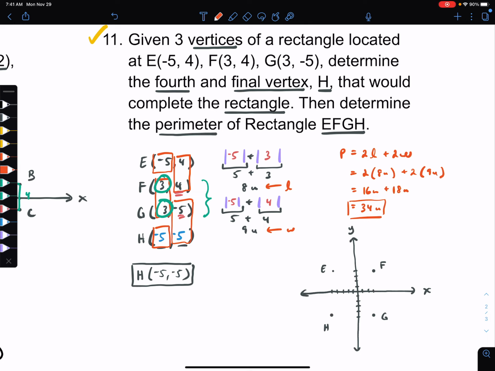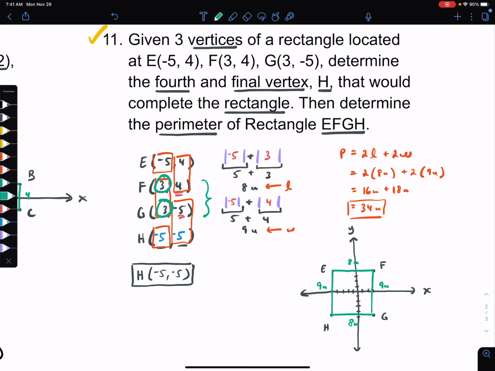So where is our rectangle? E to F, we already found that was 8 units across, right? That was 8 units across. H to G is also 8 units because it's a rectangle. That's why we had two 8s earlier. And then we should have 9 coming down and 9 coming down. So 9 units and 9 units.